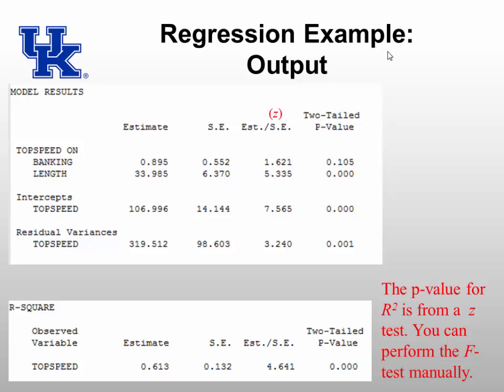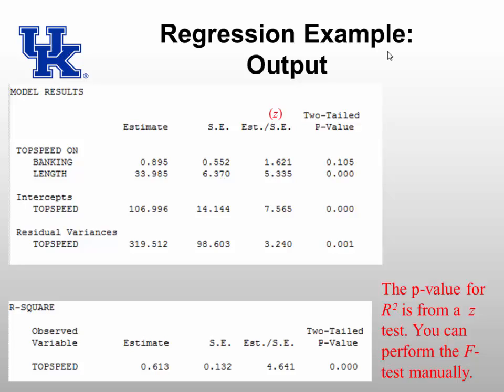And what Mplus does for almost everything it estimates for you is, after it gives you the estimate, it computes, if it can, a standard error for that estimate, and then performs a z-test for that parameter's significance. So length, for example, has a regression weight of 33.985, and the standard error was 6.37. If you divide those, you get a z-score, and then you can look that up in a standard normal table to find a p-value. So you can see that the banking variable is not a statistically significant predictor of top speed, with a p-value of over 0.1, but the length is.